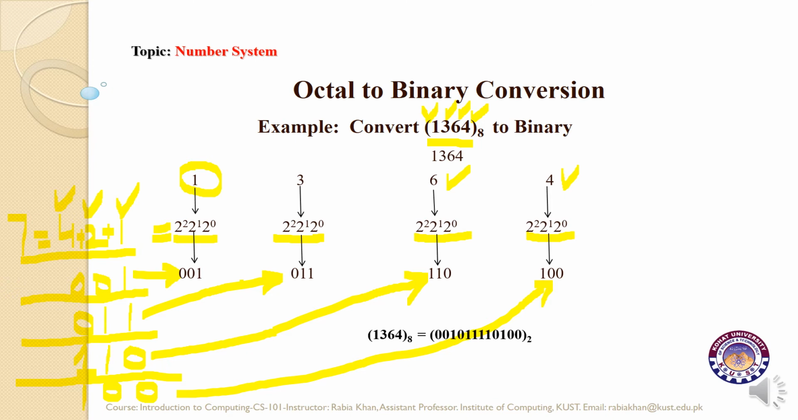How do you write the answer? We need to group up all the numbers. All these numbers are grouped together. So 1, 3, 6, 4. For 1 we have 0, 0, 1. For 3 it is 0, 1, 1. For 6 it is 1, 1, 0, and for 4 it is 1, 0, 0. So we have merged all the answers.